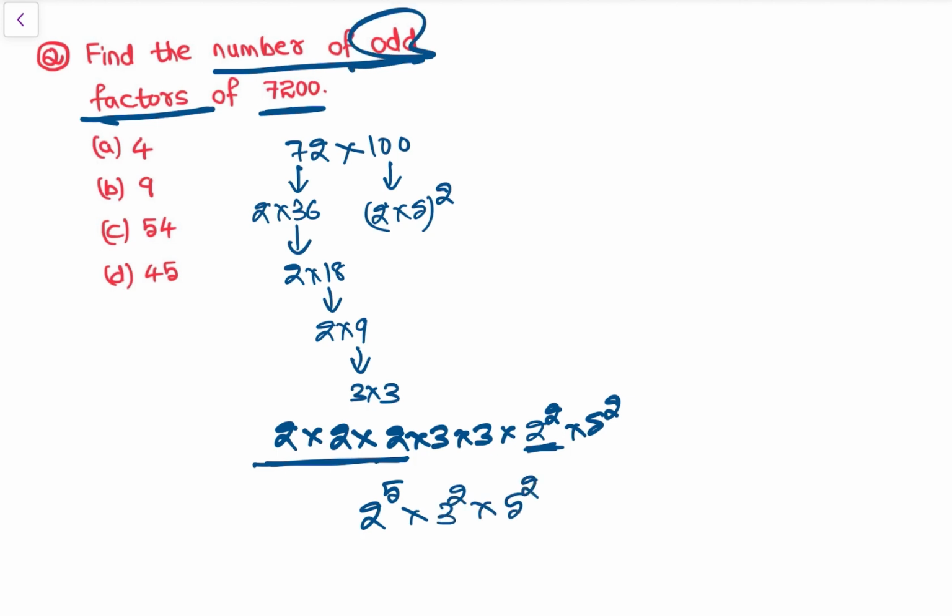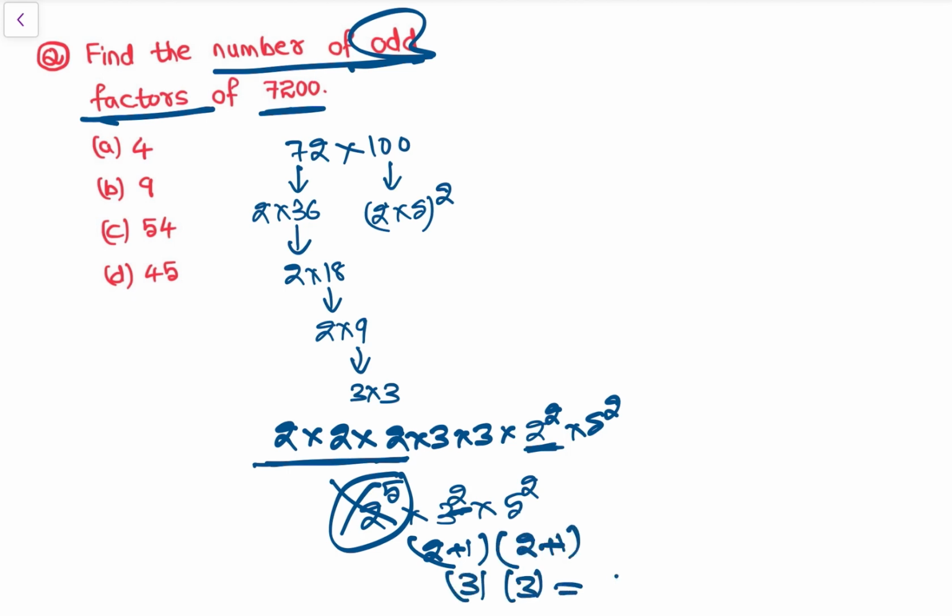So these are odd powers, so we will not take the powers of 2. Then 3 to the power 2 plus 1 into 2 plus 1, so that is 3 into 3, that is 9. So the number of odd factors of 7200 is option B, 9 is the answer. Option B, 9.